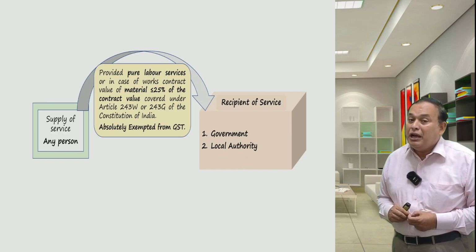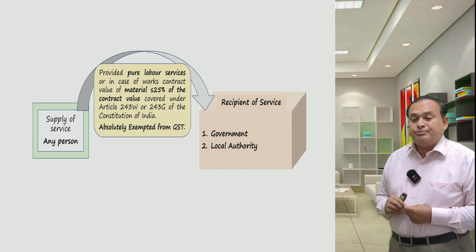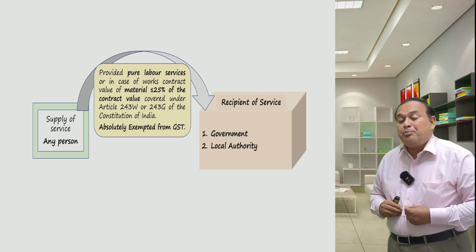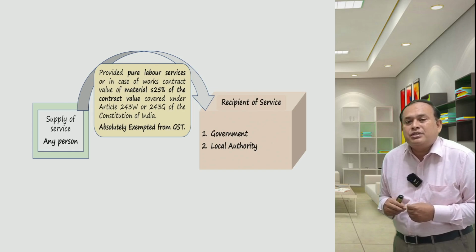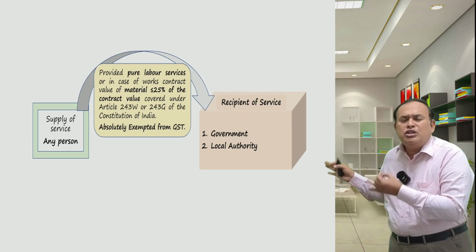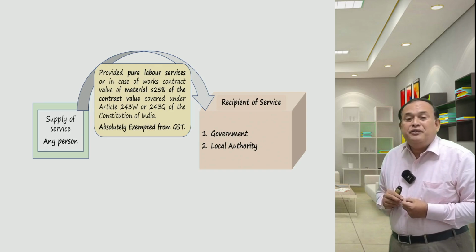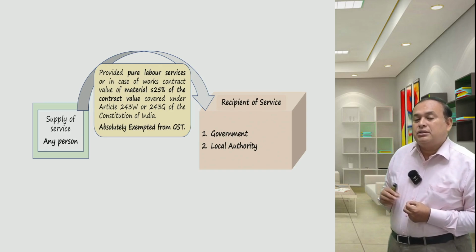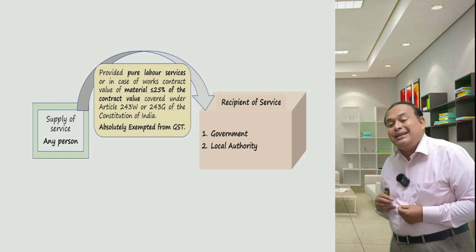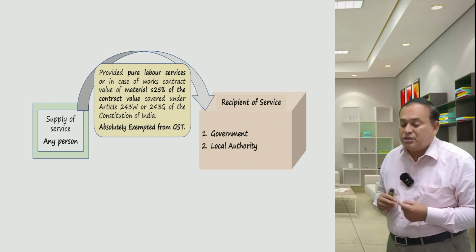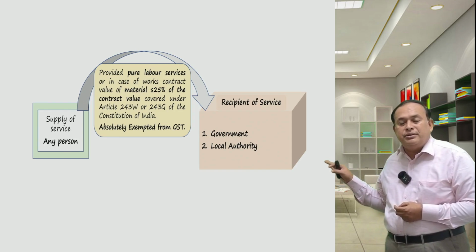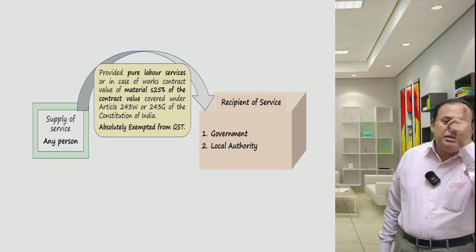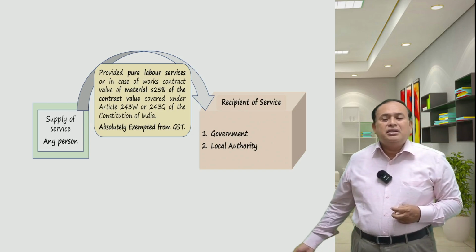For example, value of the contract 100 lakhs. I supplied the labor and material. Material 20 lakhs. What percentage? 20%. Well within the 25%. If I provide the material 30 lakhs, more than 25%, the entire value of my supply of 100 lakhs will enter GST. You are within that limit, well and good. If you cross the limit, you are punishable with GST.